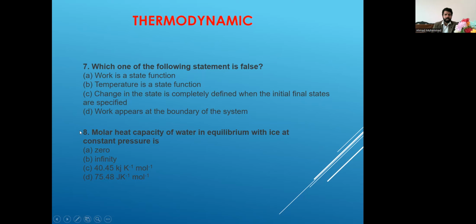For question 8, the molar heat capacity of water in equilibrium with ice at constant pressure is 0, infinity, option C is 40.45 kilojoule per Kelvin per mole, and option D is 75.48 joule per Kelvin per mole. So the right option is that the molar heat capacity of water in equilibrium with ice at constant pressure is infinity. The right option is B.